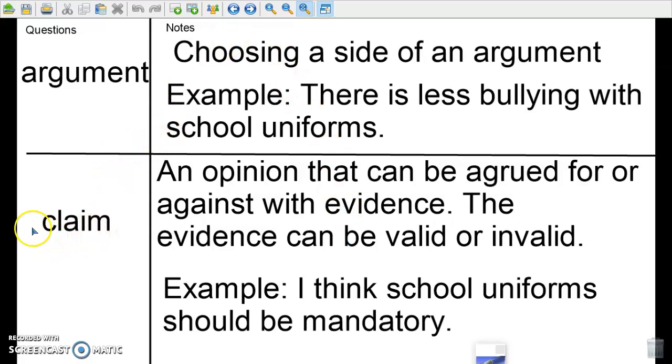The next one is claim. A claim is an opinion that can be argued for or against with evidence. And your evidence can be valid or invalid. For example, my claim is, I think school uniforms should be mandatory. So a claim is an I think statement. Remember, you are always free to pause the video so you can catch up with writing.